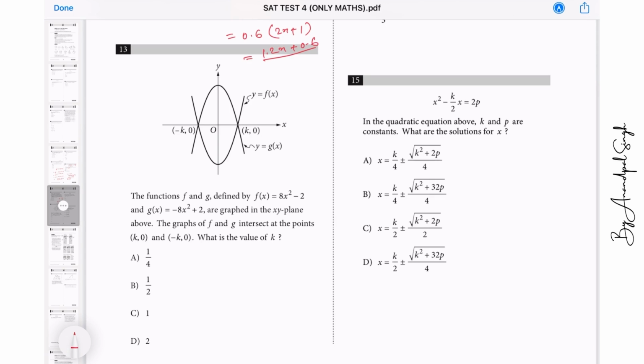So going to question number 13, there are two graphs f and g, one is upside down and the other one is facing upwards. The f graph is 8x square minus 2, and the other is minus 8x square plus 2. The graphs intersect at (k, 0) and (minus k, 0). What is the value of k?